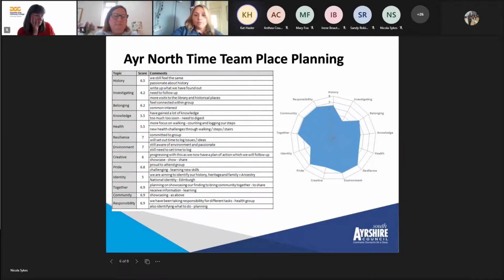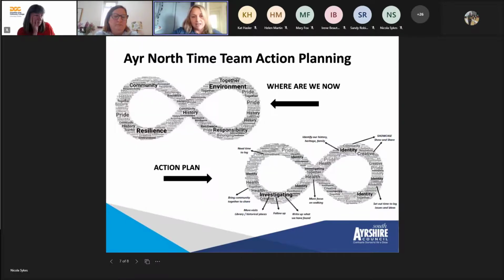Thank you, Helen. We used the Place Standard again just to review the programme so far, and the topics are there. And on the next slides, we actually put it into a Wordle because we're very proud of the Time Teams logo. So we used this to action plan, the top diagram showing where they felt they were strong just now, the bigger words, and the bottom diagram being the action plan, what they wanted to focus on.